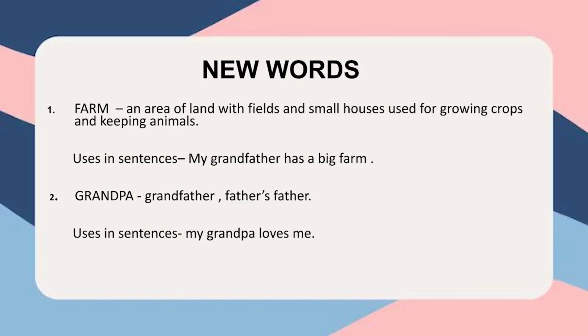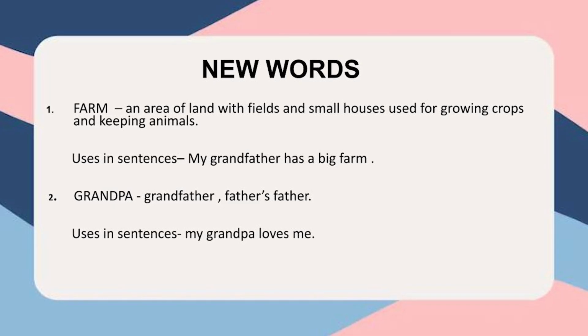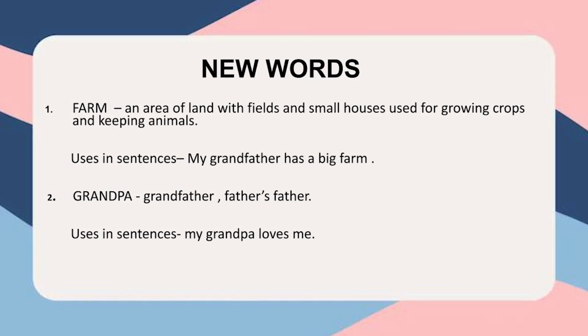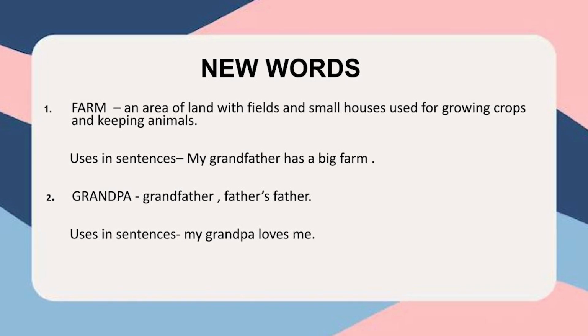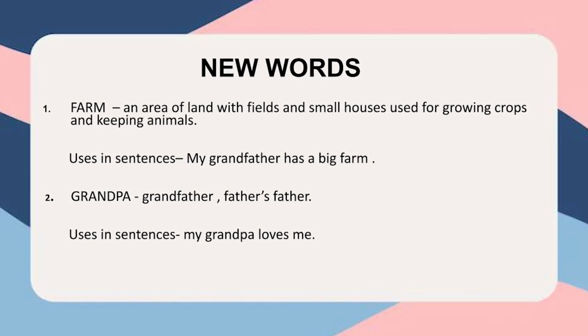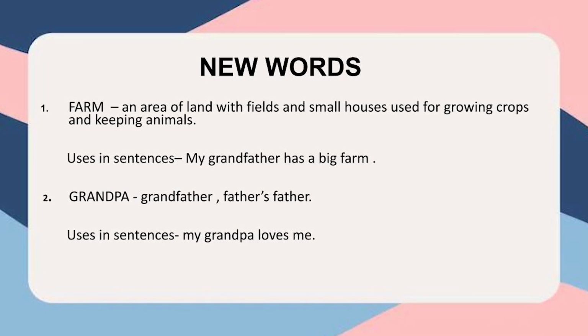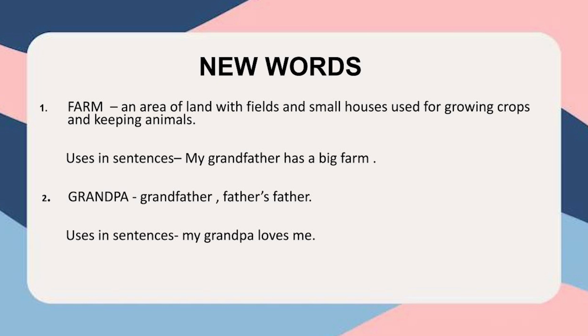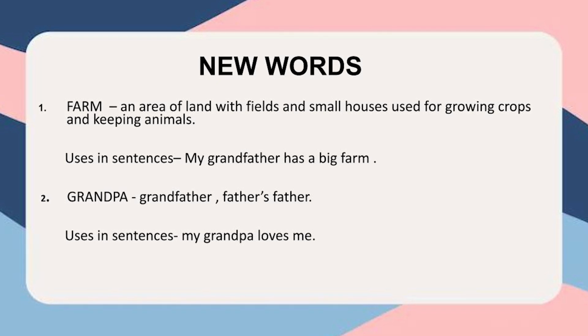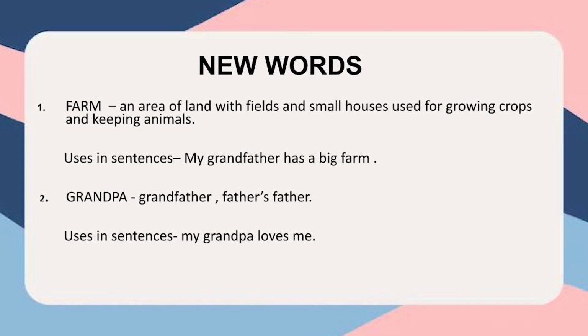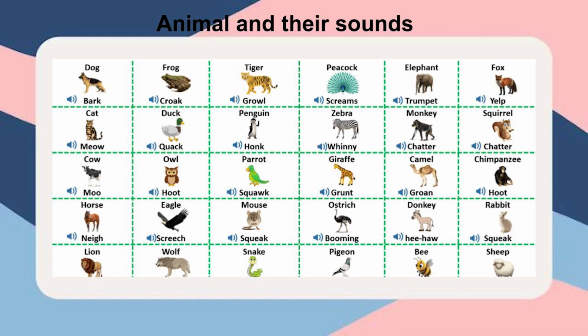Let's see the new words of the poem. The first word is farm, which means an area of land with fields and small houses used for growing crops and keeping animals. The second word is grandpa, which is a short form of grandfather. A grandfather is the father of our father. Hope you enjoy reciting the poem using names of animals and their sounds.